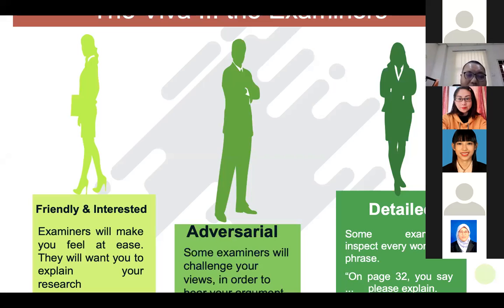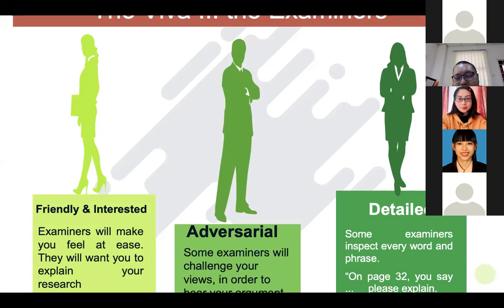Some examiners are adversarial. This type of examiner will challenge your ideas and like to provoke. But you need to understand that you cannot judge the examiner, because the Viva is something where we want you to show your scholarship, to really understand what is written and so on. That's why sometimes in the Viva the examiner will be very aggressive, sometimes very friendly, and sometimes very detailed. Some examiners inspect every word in the phrase, for example on a particular page.